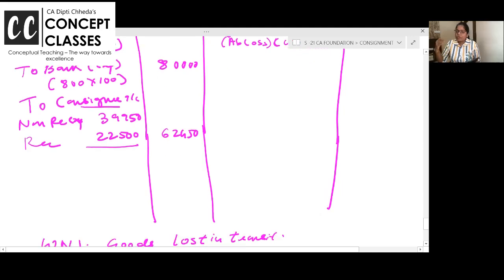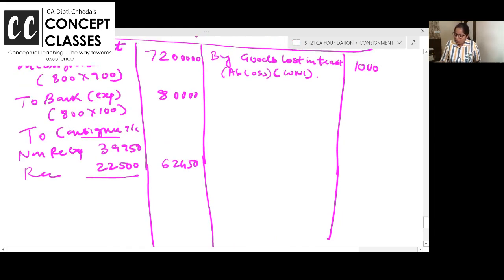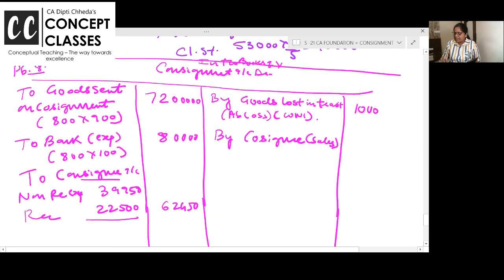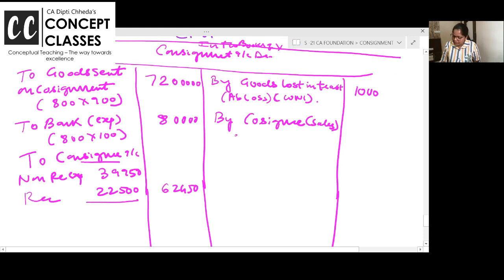62,450 we have to pay to consignee as expense. Now, what is sold? Party to sales, consignee to sales. Sales is credited in the trading account. 740 packets are sold at 12 rupees per toothpaste.